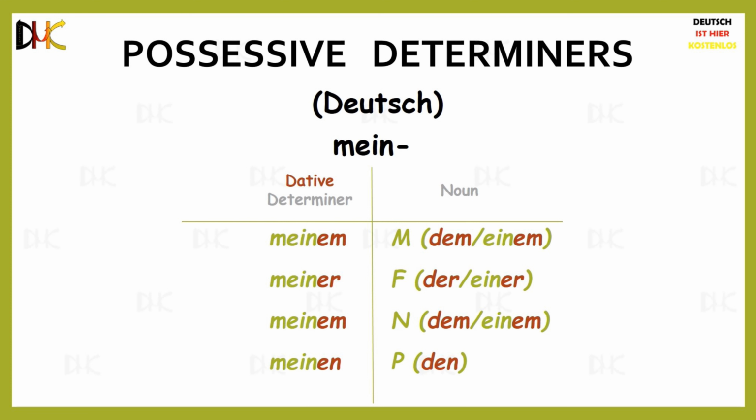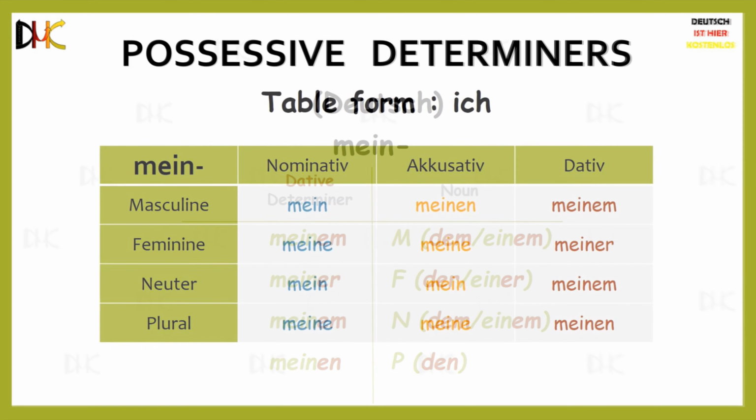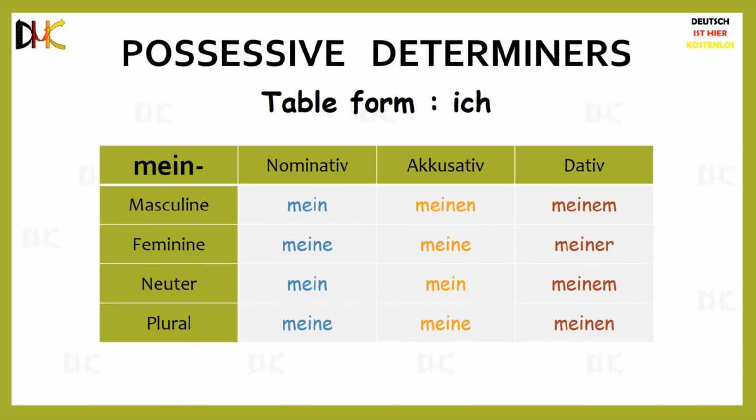All these cases and combinations can be simplified further in the form of tables. This table is for ich. The possessive determiner of ich is mein. In the nominative case, it is mein, meine, mein, meine. In accusative, it is meinen, meine, mein, meine. In dative, it is meinem, meiner, meinem, meinen.